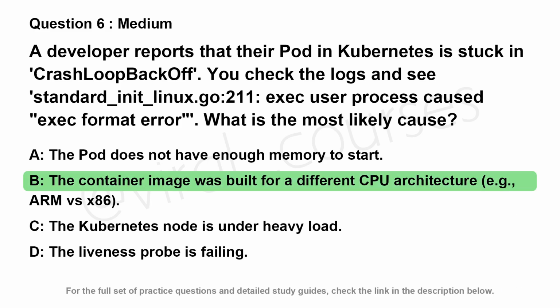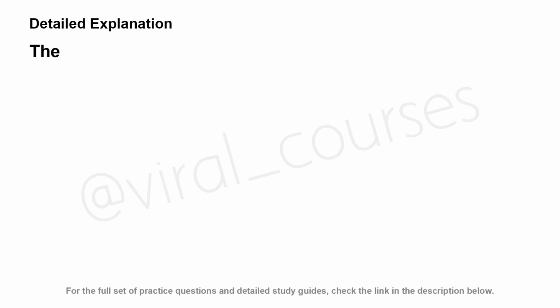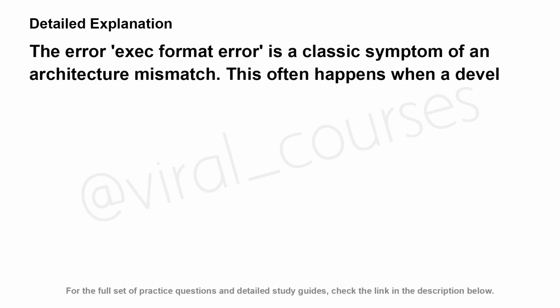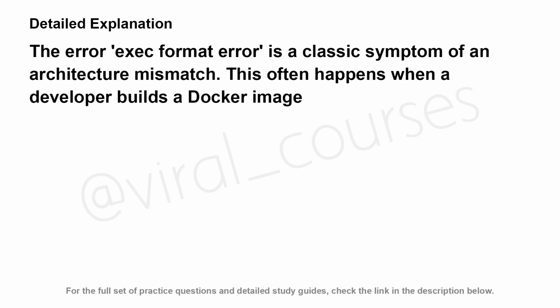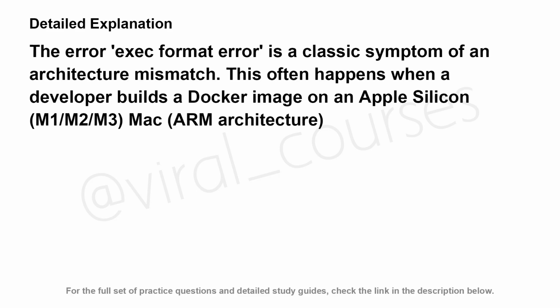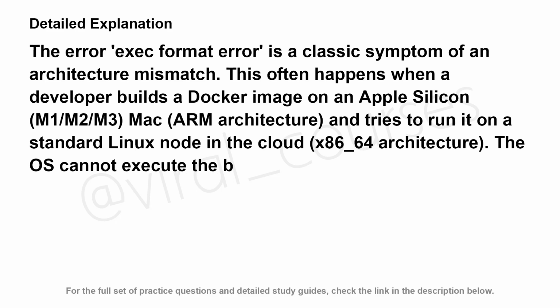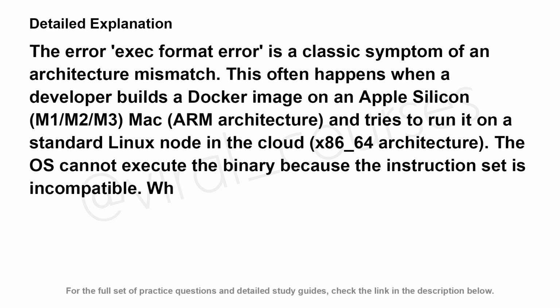The correct answer is B. The error, exec format error, is a classic symptom of an architecture mismatch. This often happens when a developer builds a Docker image on an Apple Silicon M1, M2, M3 Mac, ARM architecture, and tries to run it on a standard Linux node in the cloud, x86-64 architecture. The OS cannot execute the binary because the instruction set is incompatible.